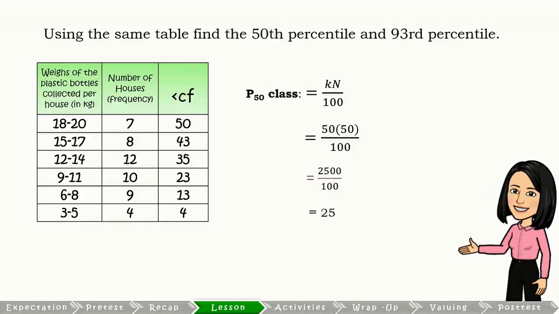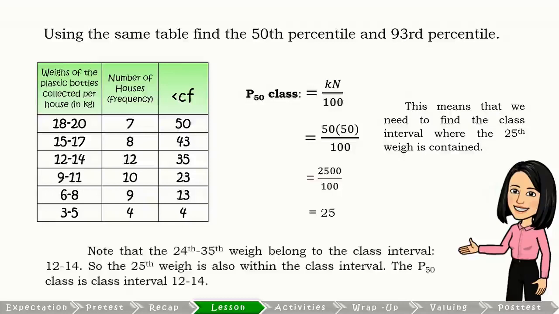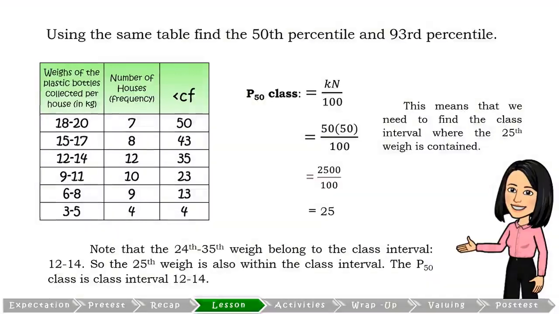2,500 divided by 100 is 25. This means that we need to find the class interval where the 25th way is contained. Note that the 24th to 35th way belong to the class interval 12 to 14. So the 25th way is also within the class interval. The P sub 50 class is class interval 12 to 14.